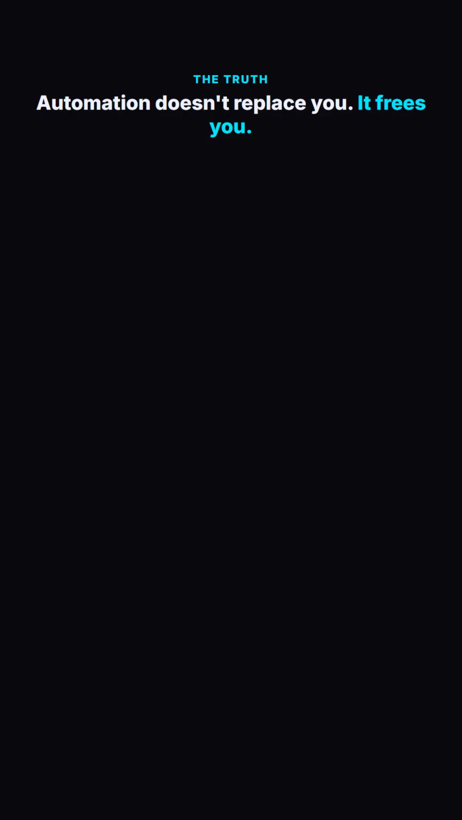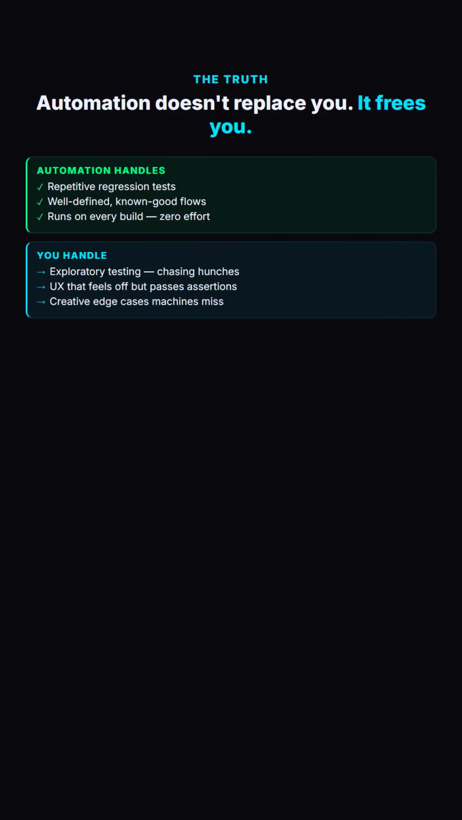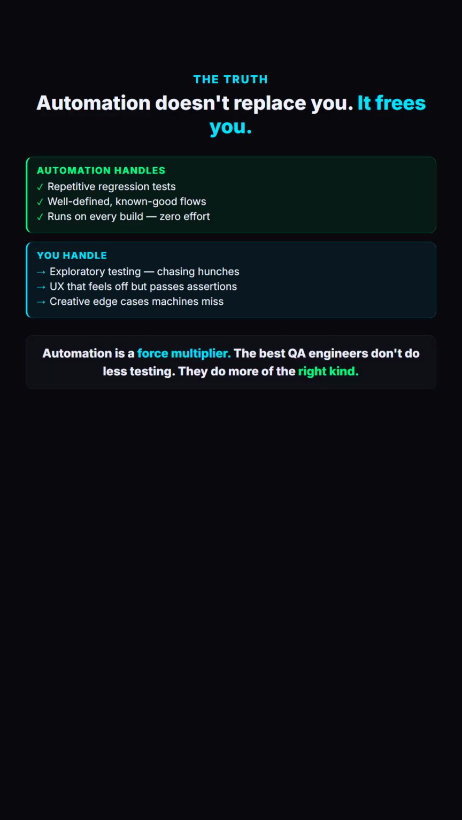Here is the most important thing I want you to take away from this video. Automation does not replace manual testing. It never will. And any QA engineer who tells you their job is at risk because of automation is confusing the tool with the job. Here is what automation actually does. It takes the repetitive, well-defined, already understood test cases, the ones where you already know exactly what should happen, and runs them reliably, fast, on every single build, without human effort.